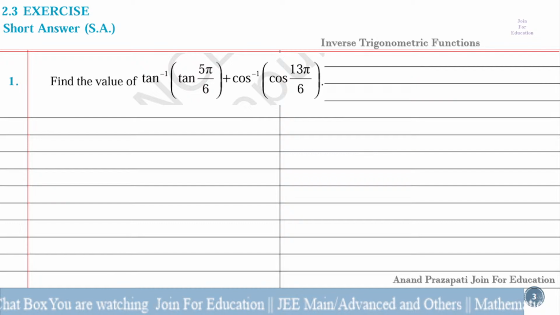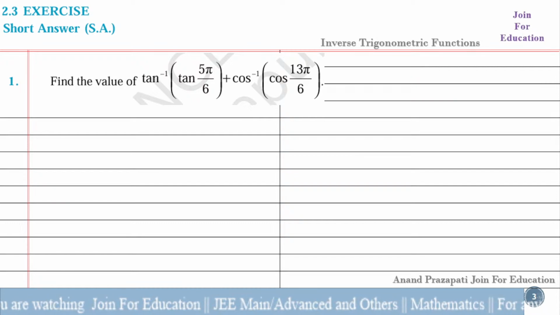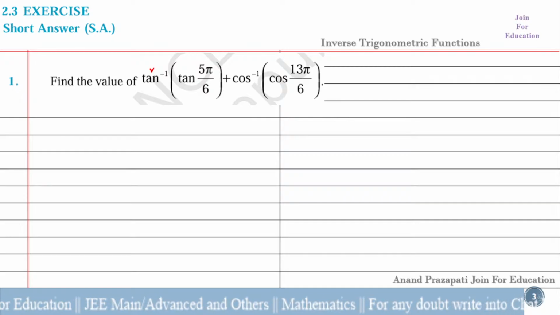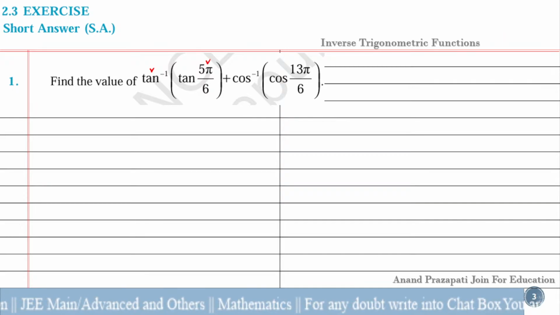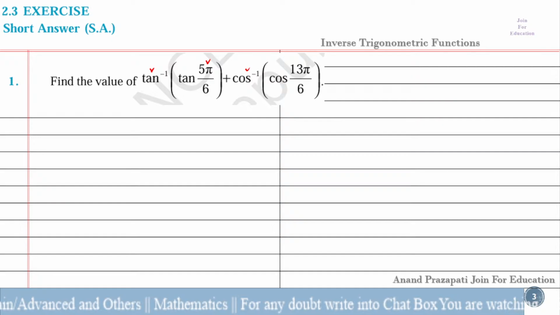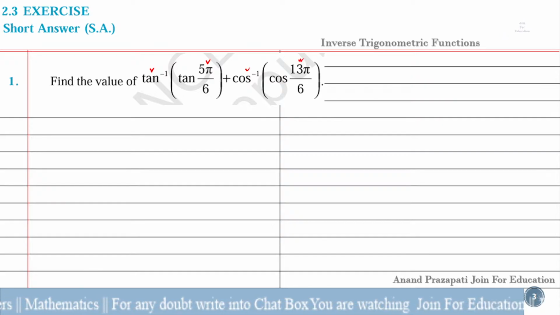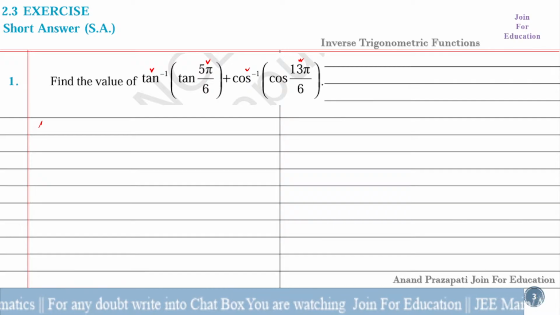Let's see question number 1. In this question, we are asked to find the value of tan inverse tan 5 pi by 6 plus cos inverse cos 13 pi by 6. Let's see the solution of this question.